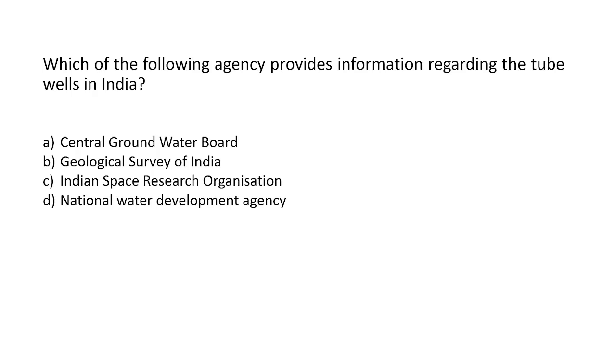It will give the seismic atlas map, what is the geology of that site, this type of maps. And the NWDA will also give the isoseismal maps and all, right? So the correct answer for this will be A, Central Groundwater Board.